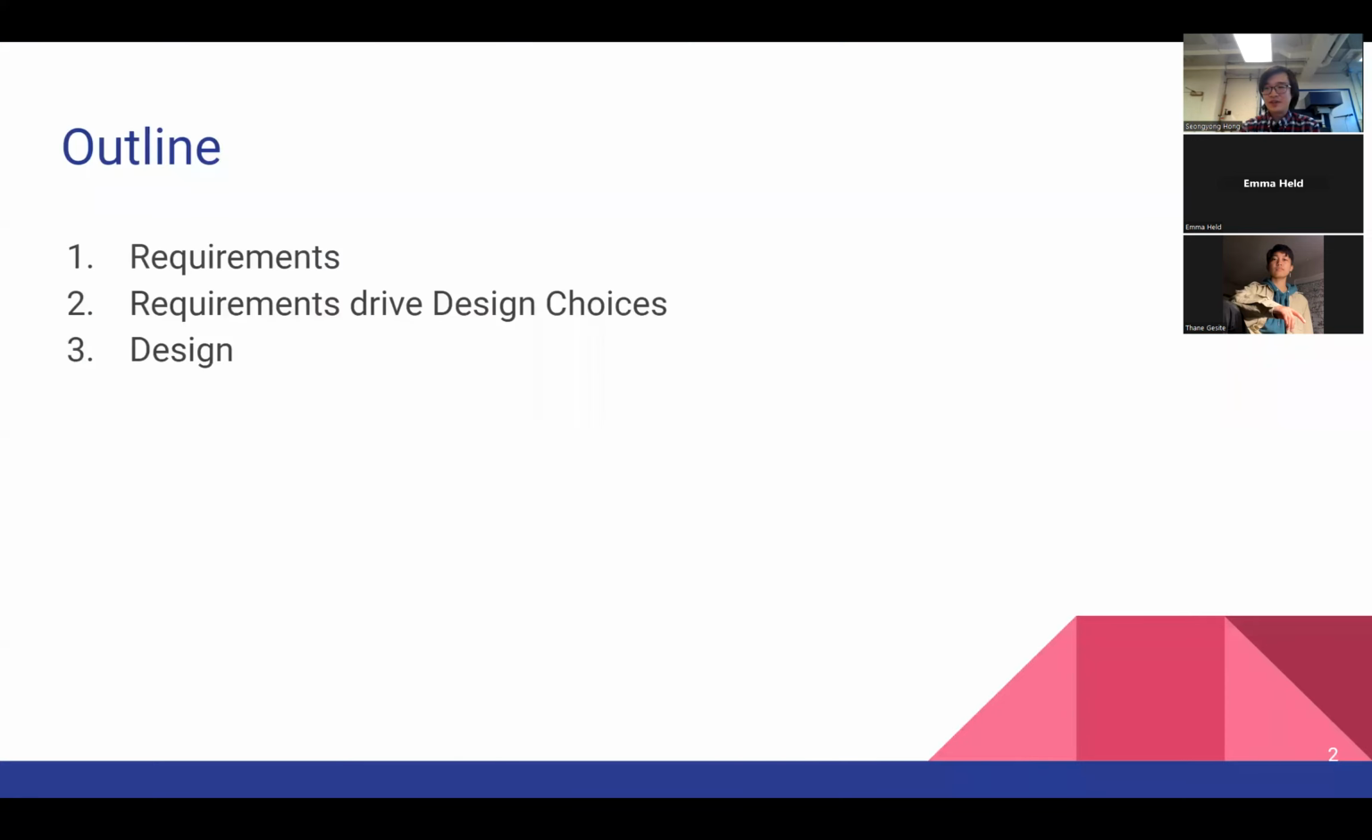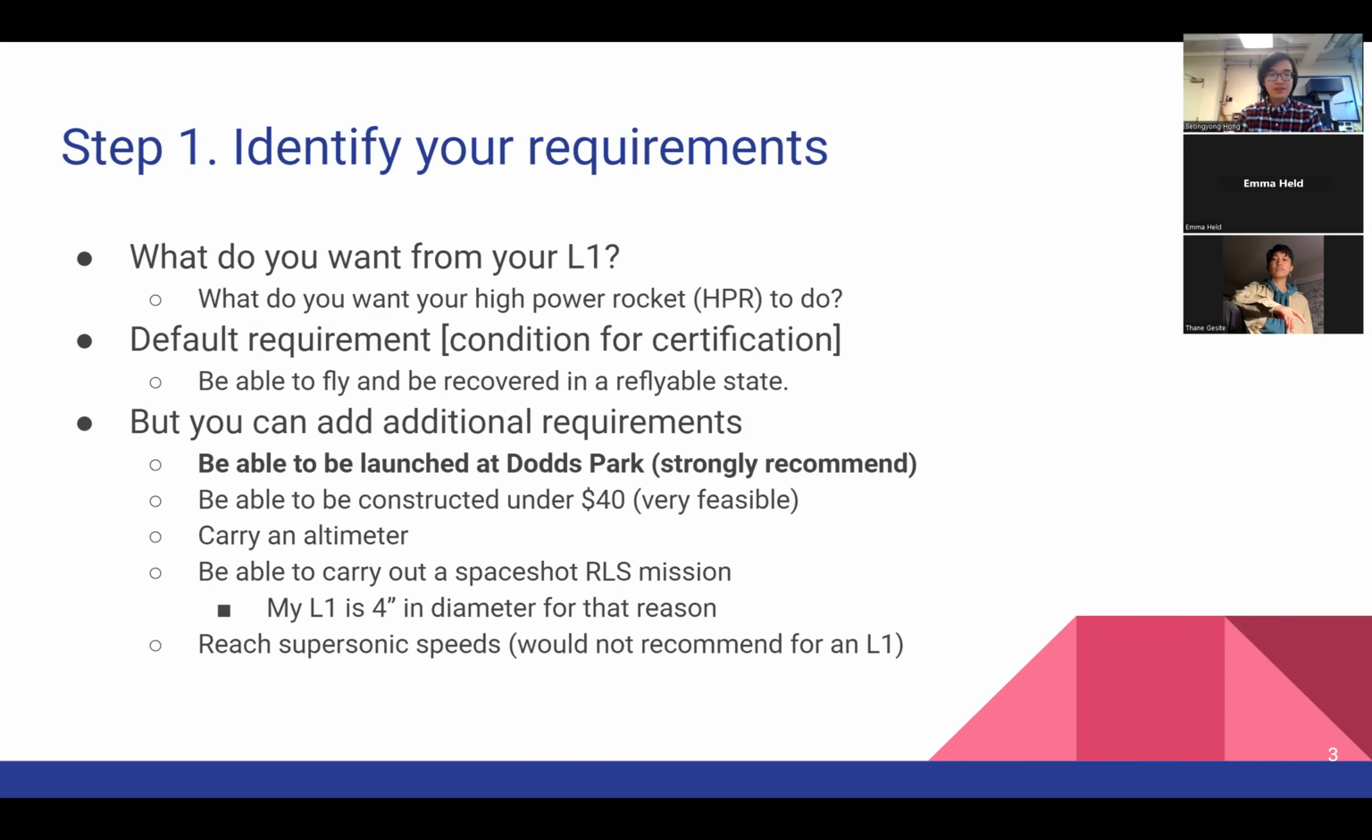So for the outline, we're first going to talk about requirements for the L1 and then how those requirements can drive design choices. And third, talk about how you actually go about designing this stuff, especially in the context of this year's L1 program. So the first step to any engineering project is identifying your requirements. Basically, what do you want from your L1? What do you want your high power rocket to do?